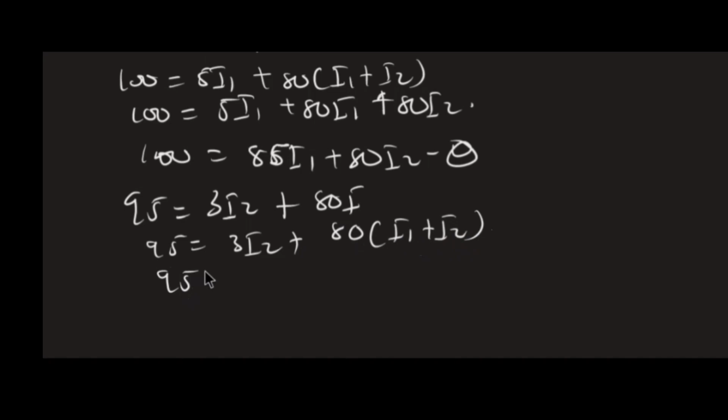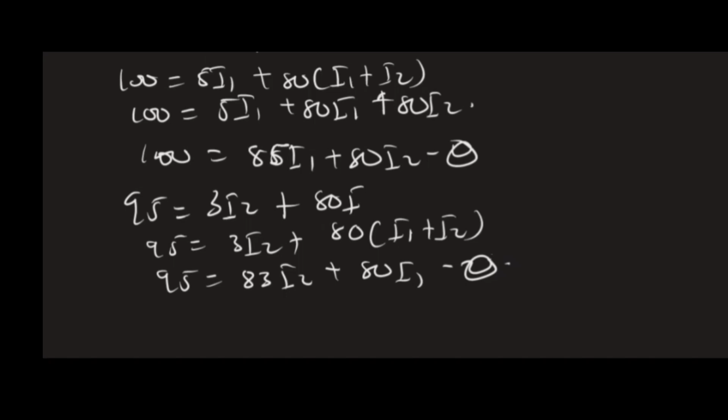Then I have my 95 to be equal to 83I2 plus 80I1, right? 80I1 plus 80I2, so 83I2. This becomes equation 2. Solving this simultaneously should give me I1 and I2.